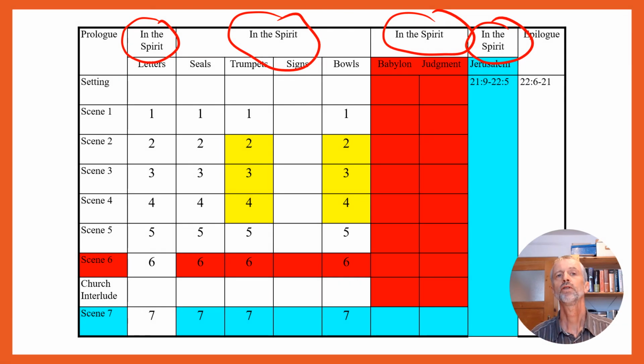One more thing to notice about this chart is the repetition of the phrase "in the Spirit," although unfortunately this too is sometimes lost in translation. The phrase appears in the book 4 times and marks places where an important transition takes place. The first occurrence is 1 verse 10, and there it initiates John's visionary experience. In 4 verse 2 it follows the call to come up into heaven, and then John is in the Spirit, and that's how he gets there.